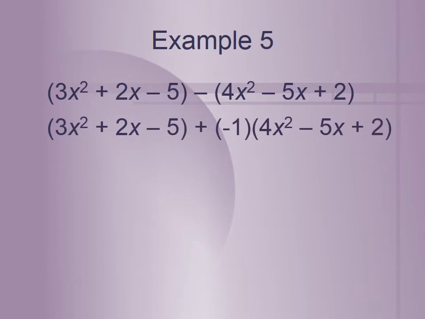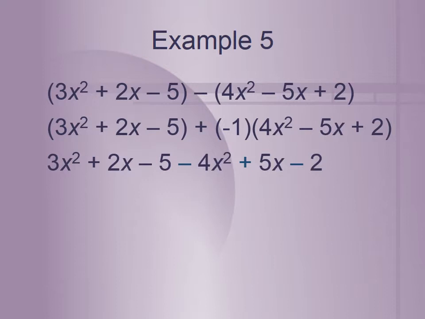So think of that as distributing a negative 1. When we distribute the negative 1, 4x squared becomes negative 4x squared, negative 5x becomes plus 5x, and plus 2 becomes minus 2. Now we combine like terms. 3x squared minus 4x squared is negative x squared. 2x plus 5x is 7x, and negative 5 minus 2 is negative 7.